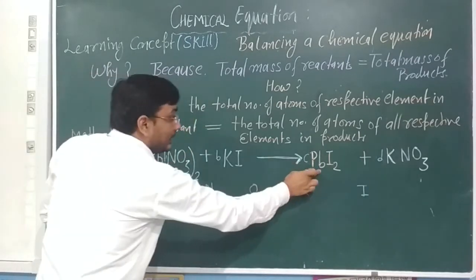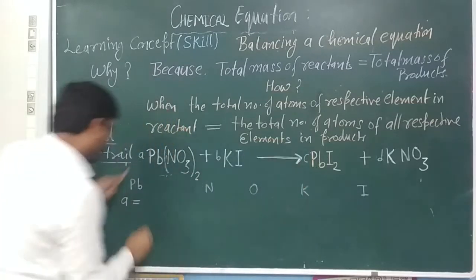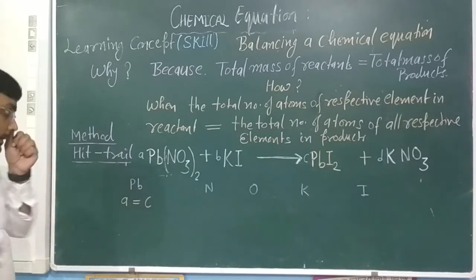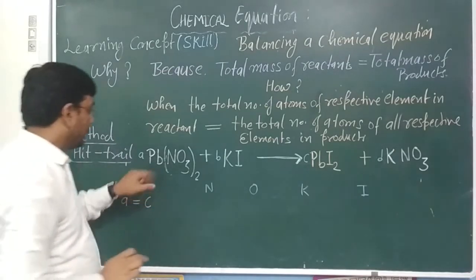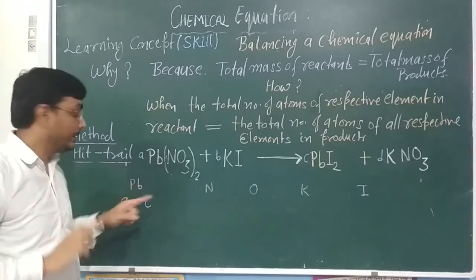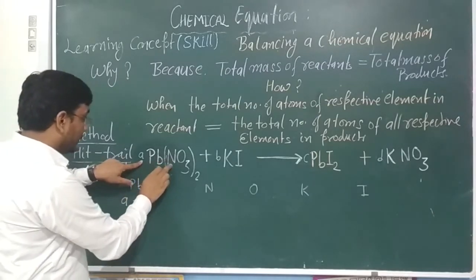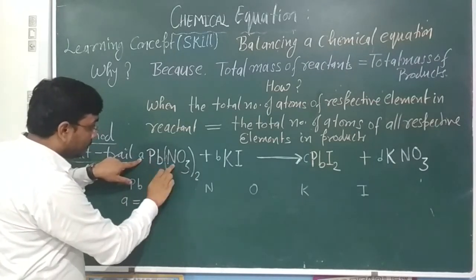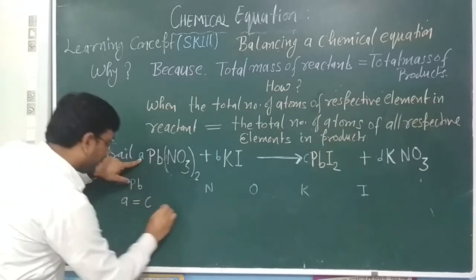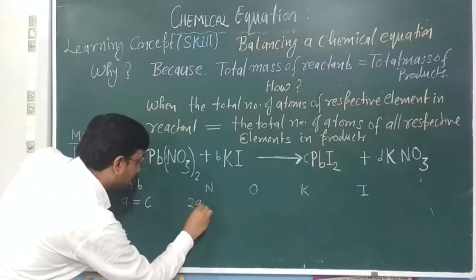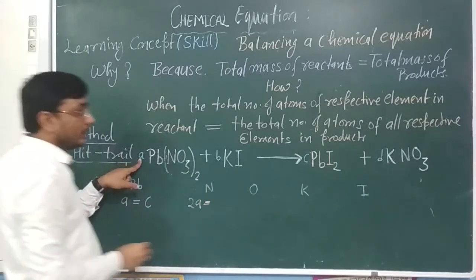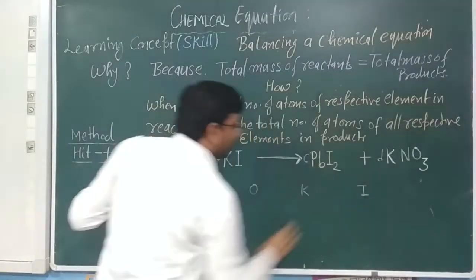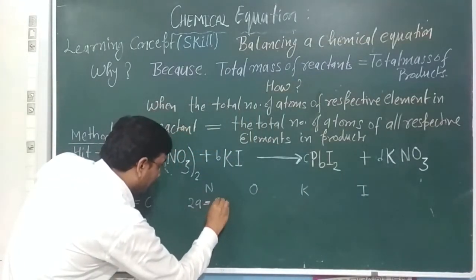A here, C there. A and C will always be equal if the chemical equation is balanced. Now look at the nitrogen count. How many nitrogen? 2 nitrogen, so 2 into A, 2A. It should be equal to the nitrogen atoms on this side, D nitrogen atoms, so 2A equals D.